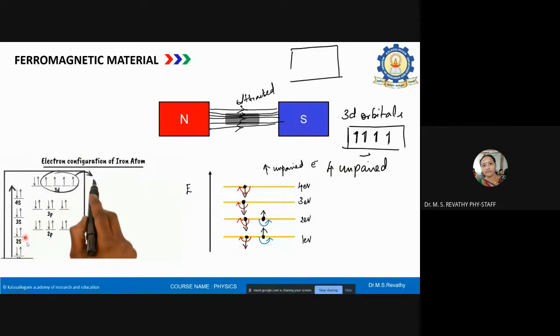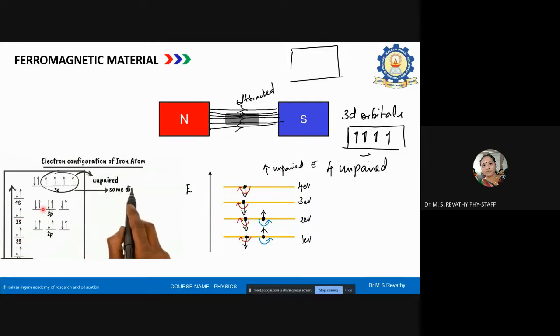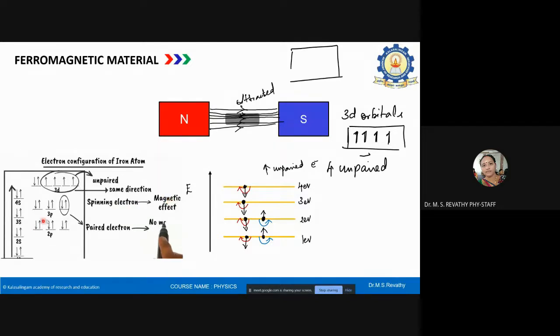This is how we used to draw the electronic configuration: 1s, 2s, 2p, 3s, 3p, 4s, 3d, and so on. While filling the 3d orbital with electrons of upspin and downspin, I can see some upspins. A greater number of unpaired electrons are present in the 3d orbital. These unpaired electrons are pointing in the same direction, and it is due to the spinning of the electron that we get a magnetic effect. Whereas in the 3p orbital, you can see that the electrons are paired. Hence, there is no magnetic effect observed, because we need unpaired electrons. Because of the unpaired electrons only, we get the magnetic effect.